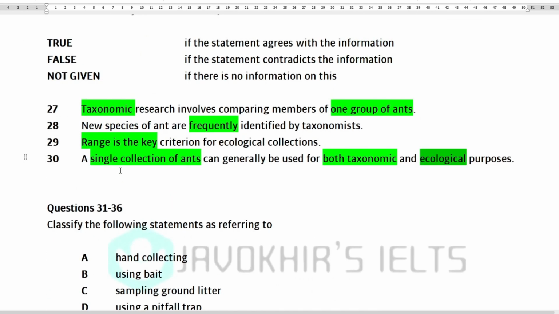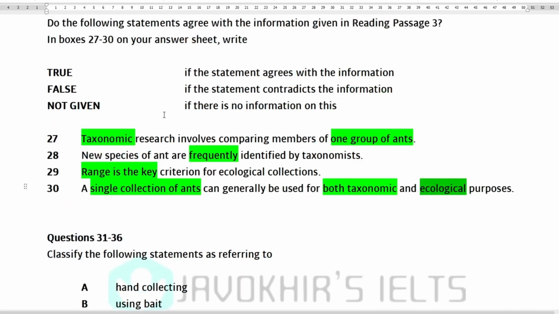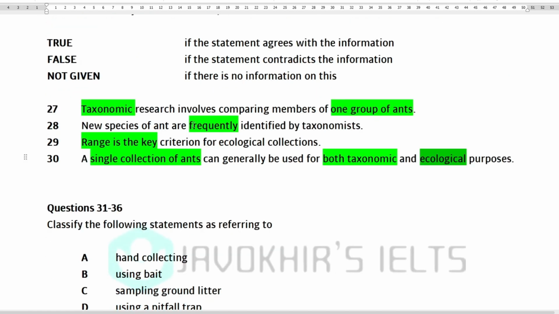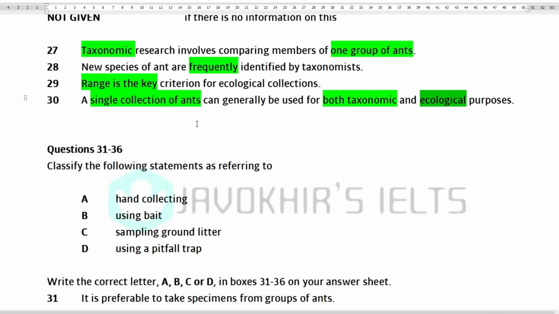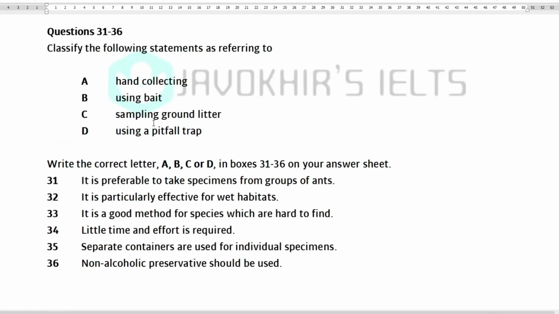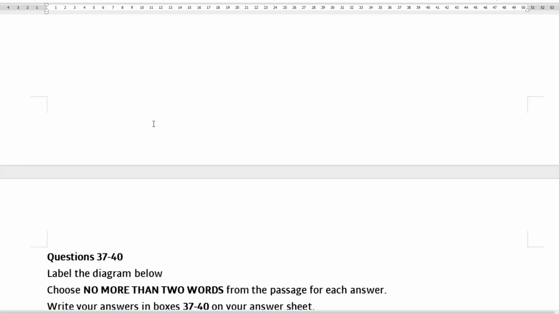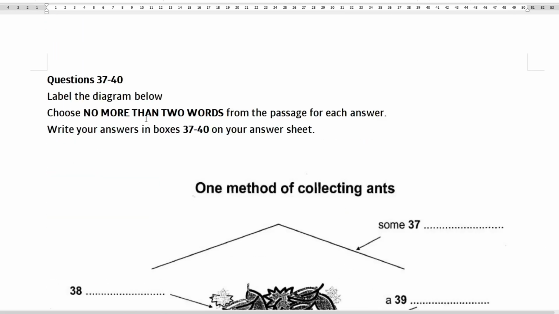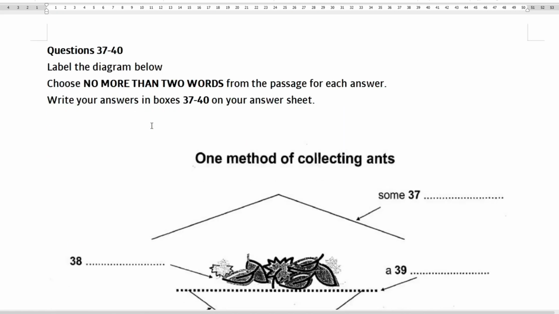What we have to know is that with true, false, not given, the answers follow the order of the questions. However, we're not really sure about the classifications. Sometimes they follow, sometimes they don't. However, diagram labeling, they always follow the order, I guess. But we also have to still be careful with that.